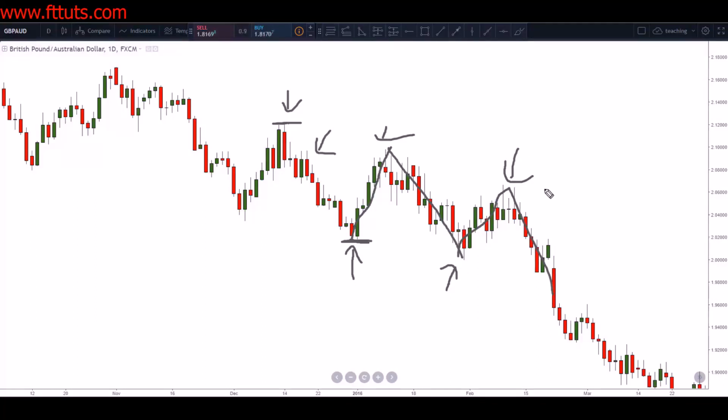Again, we're going to go over that in a lot more detail later on in the course, but hopefully this has been a great beginner's guide to how to read and understand candlestick charts. Now we'll go ahead and move on to the next section in the course, and I'll see you guys there.